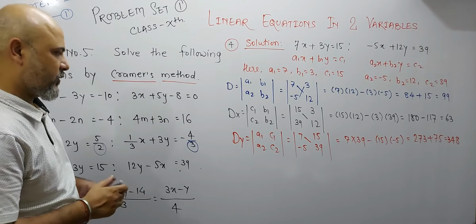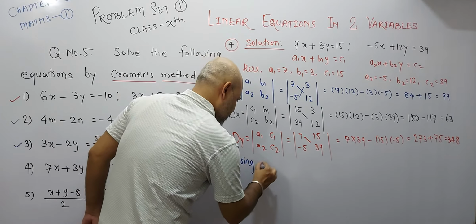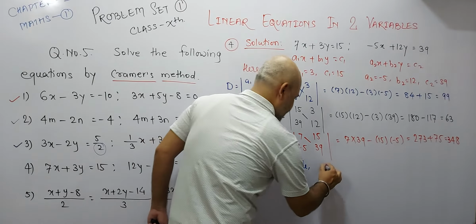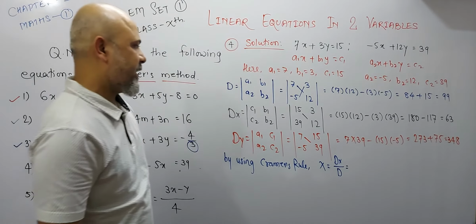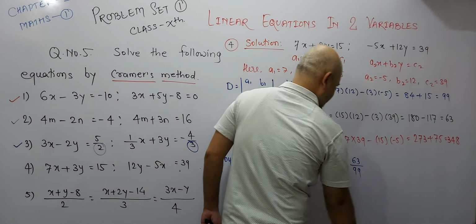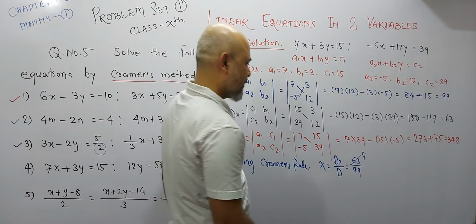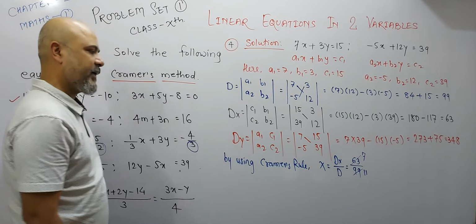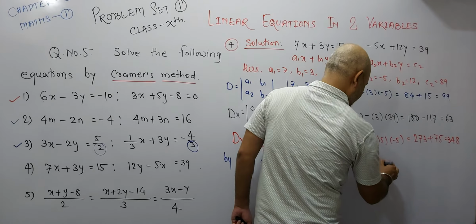Now you will use Cramer's rule. By using Cramer's rule, x is equal to dx upon d. So what is dx? Dx is 63 divided by d, which is 99. Both numbers are divisible by 9. So 9 sevens are 63 and 11 nines are 99. So the value of x is 7 by 11.